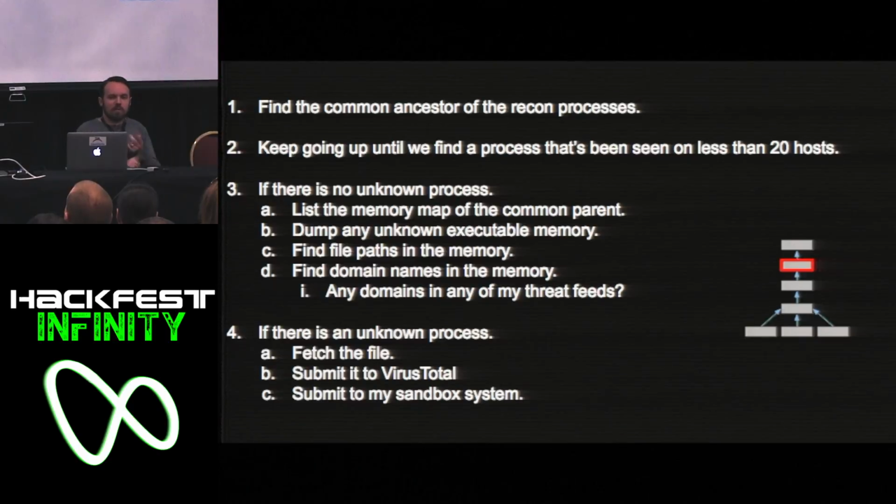So I'm going to list the memory and dump any unknown memory. I'm going to look in that memory map for read, write, execute regions that are not a file, and dump that memory. I'm going to look for file paths. All of this is inline in one Python script, and it's executed in real time from the backend to your sensor. I'm going to look for all the domain names. Then I'm going to query those against my threat feed, or diff those against Alexa, because I don't want to see google.com in that list.